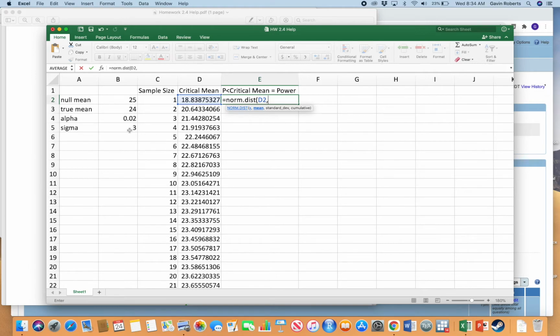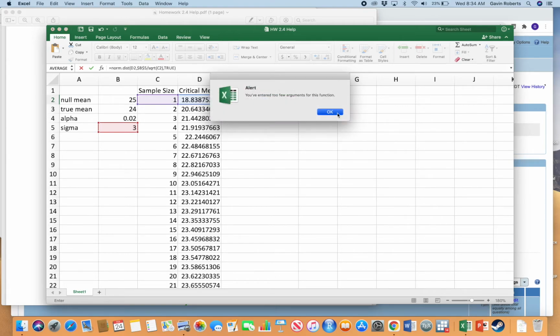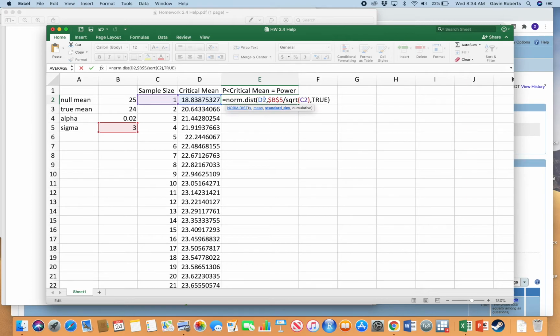The standard deviation is this again. That should be locked, but divided by the square root of the sample size right here, and then cumulative is true. So we have the x, I forgot the mean. What's the mean? We're taking this from the true distribution, right?